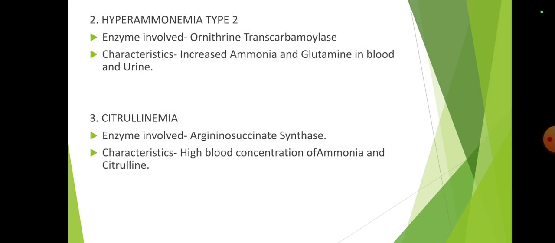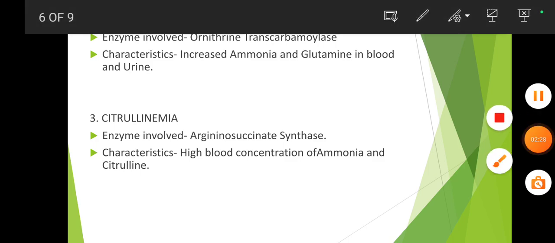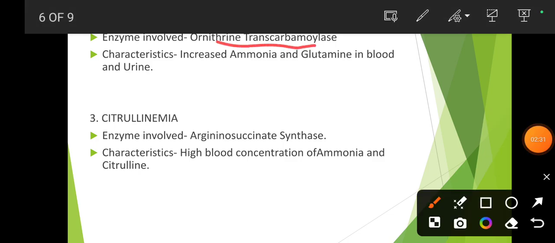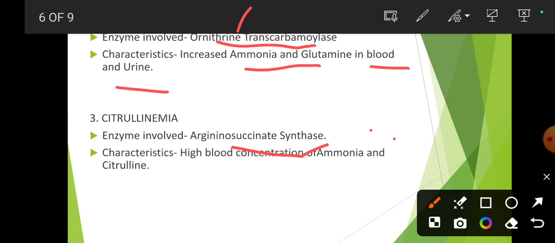Second disorder is hyperammonemia type 2. In this, the enzyme involved is ornithine transcarbamylase. The characteristic is increased ammonia and glutamine in the blood and urine. Now, citrullinemia. The enzyme deficiency in citrullinemia is argininosuccinate synthase. If the argininosuccinate synthase enzyme is deficient, then there is no formation of argininosuccinate, and the main characteristic is a high blood concentration of ammonia and citrulline.